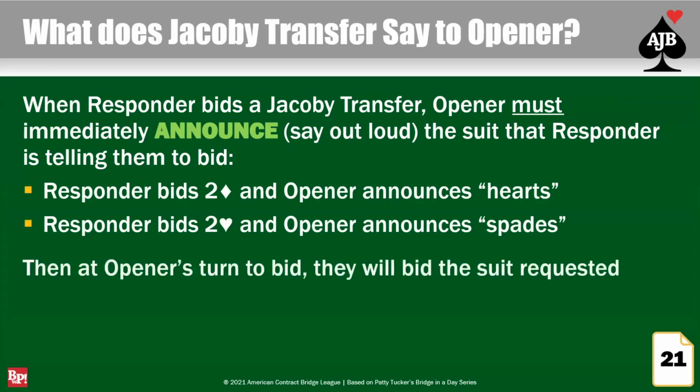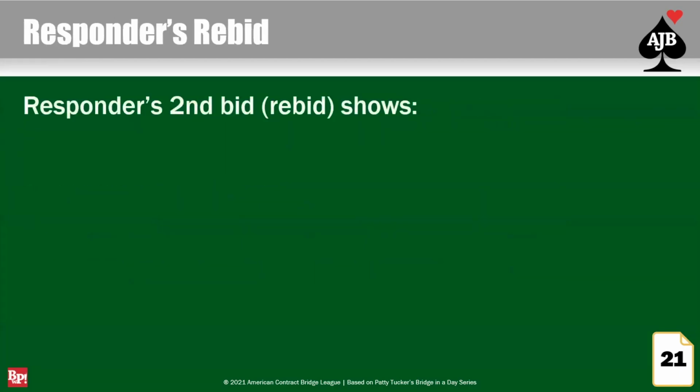Then at opener's turn to bid, they'll bid the suit that responder asked them to bid. Responder's rebid is going to tell more about their hand. Okay? You think that's really easy, right? Seems very clear cut. But I promise you, when you get the hands in front of you and partner bids 2 diamonds and you're looking at 2 little bitty hearts, you're going to be thinking, oh my gosh, I don't want to do that. Just trust your partner, okay? Do what they told you to do.